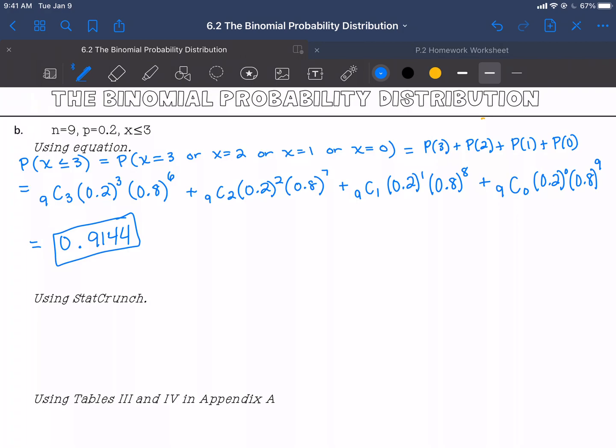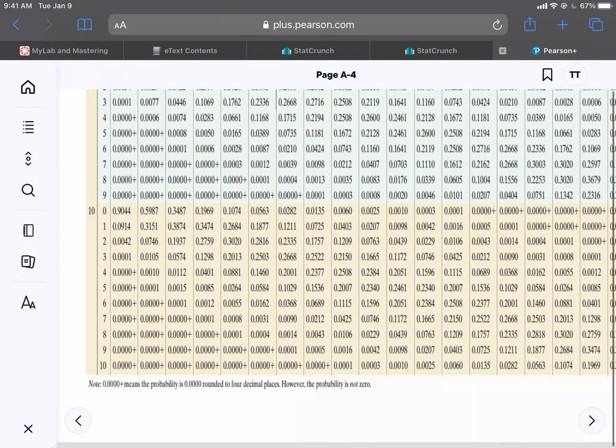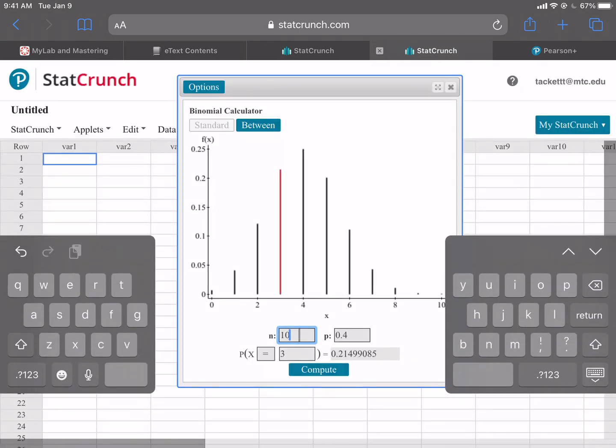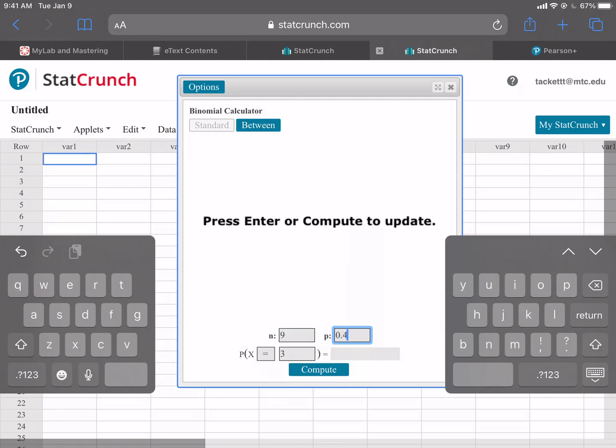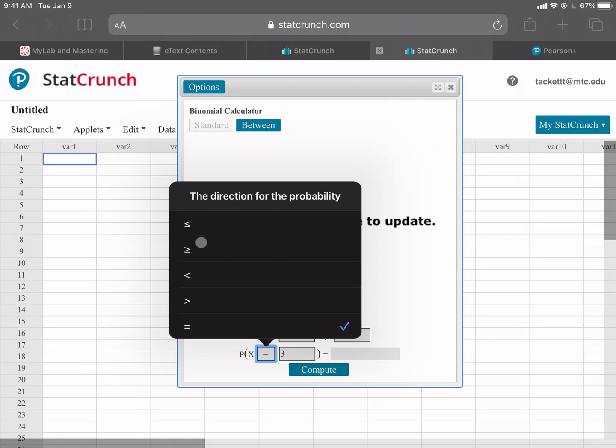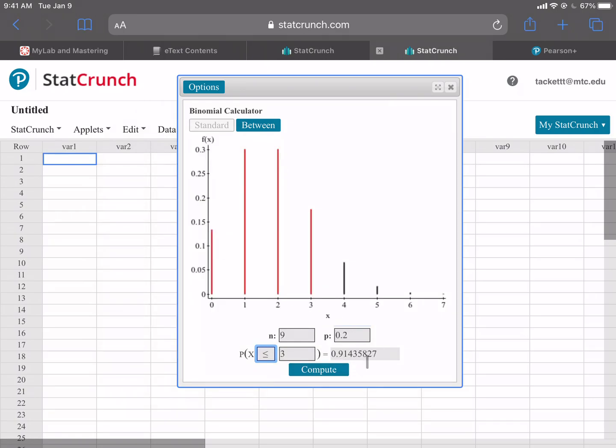Using StatCrunch, we'll go back in to StatCrunch here. Now our n is 9. P is 0.2. And we're finding the probability that x is less than or equal to 3. And there's our value, 0.9144. And again, if you look at the graph here, it's showing us this is the probability we're interested in, and this would definitely be skewed right.